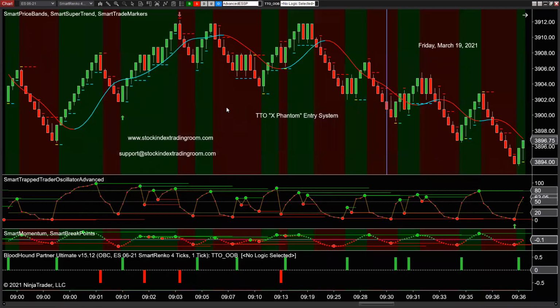So here's the chart for Friday, March the 19th. Our entry system for this trade, this X Phantom, uses Trapped Trader Oscillator, a little different look than our traditional TTO. And there are some more things coming with this that we'll share with you in the future.